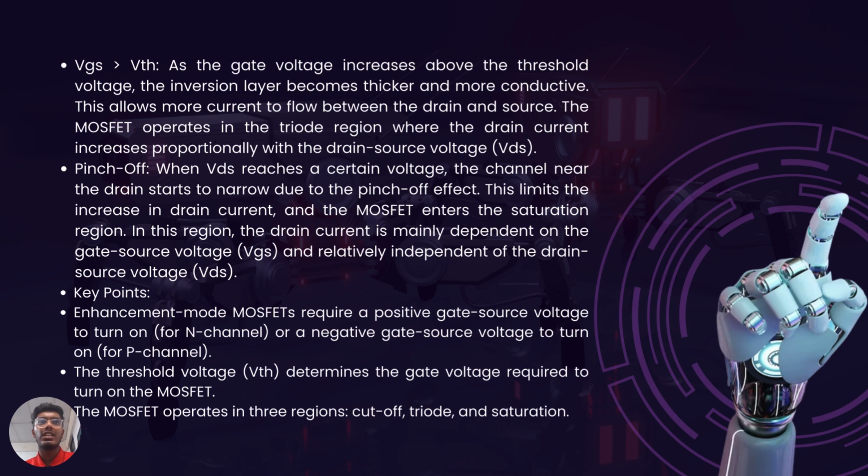VGS greater than VTH. As the gate voltage increases above the threshold voltage, the inversion layer becomes thicker and more conductive. This allows more current to flow between the drain and source. The MOSFET operates in the triode region where the drain current increases proportionally with the drain source voltage VDS.